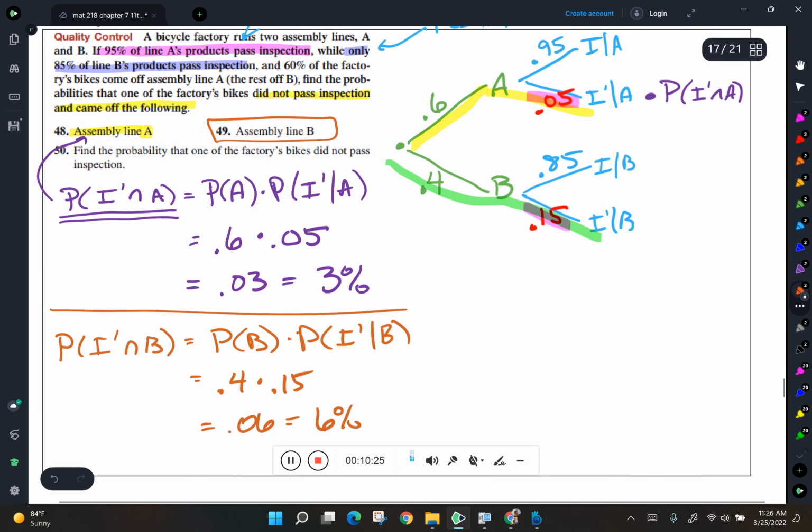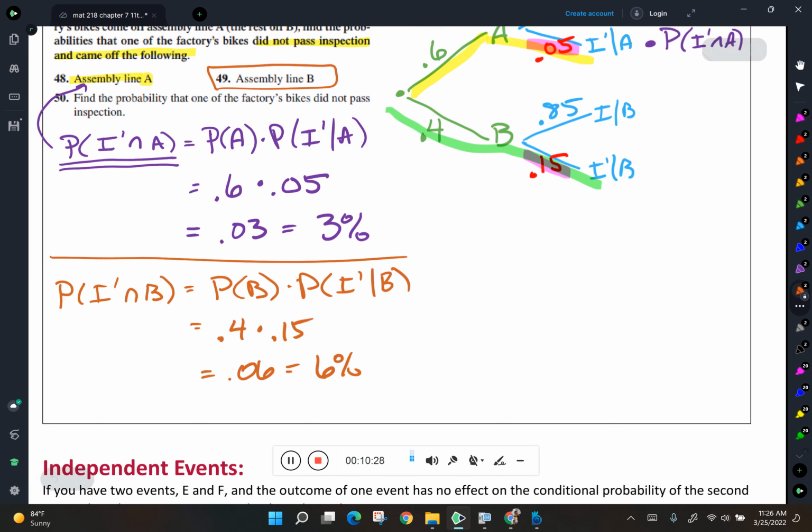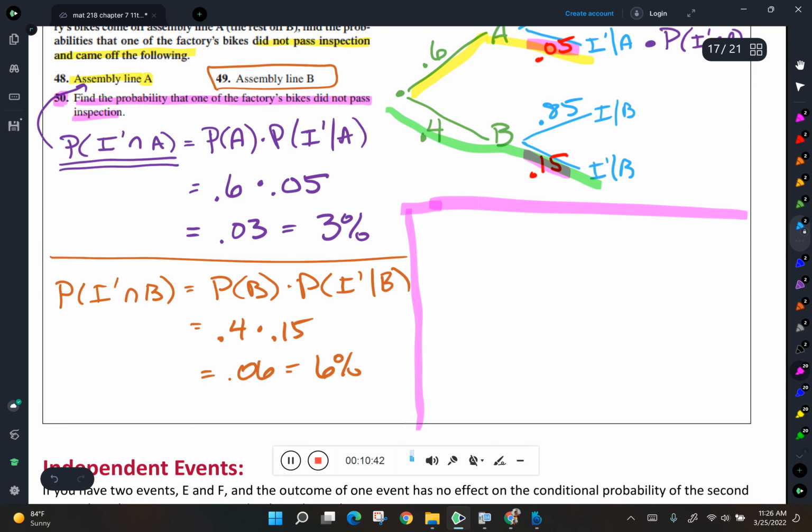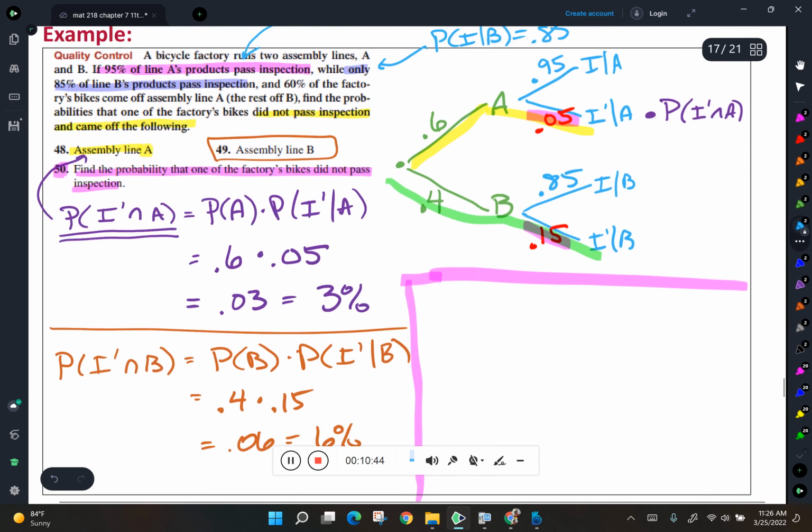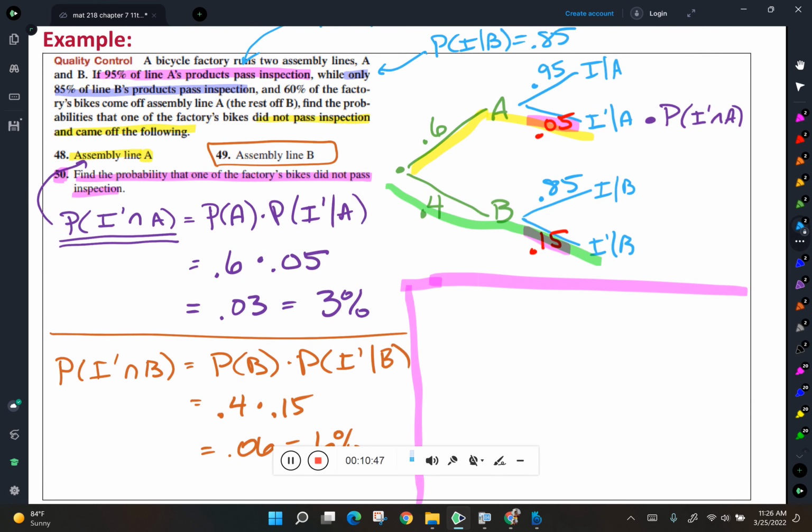Right? Now what they want us to do, this is number 50 now, is find the probability that one of the factory's bikes did not pass inspection. Okay. So this is just the probability that if we grab a bike, it doesn't pass inspection. Well, here's what I know so far. I know that this branch right here, this one in purple that I've got up there, worked out to be 3%, which means that this one is going to be 6%.